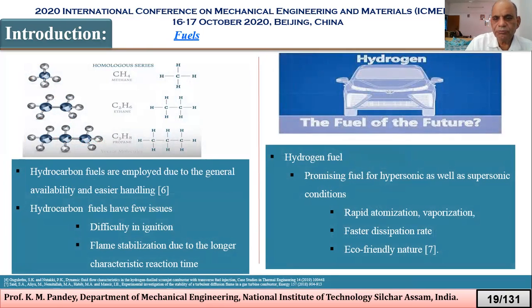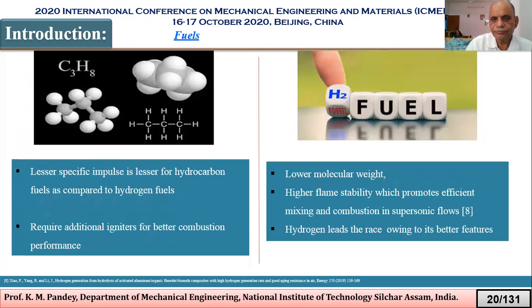So mostly for scramjet, hydrogen is the most promising fuel that I would like to say, due to rapid atomization, vaporization, then faster dissipation rate, then eco-friendly nature, then lower molecular weight, then higher flame stability, which produces efficient mixing and combustion in supersonic flows. Hydrogen leads the race owing to its better features.